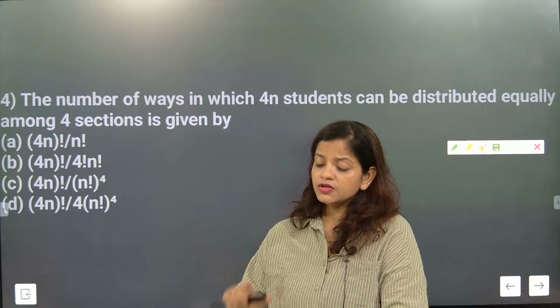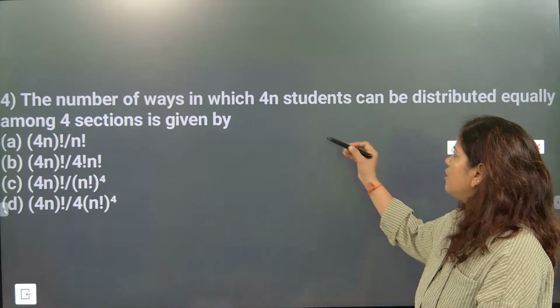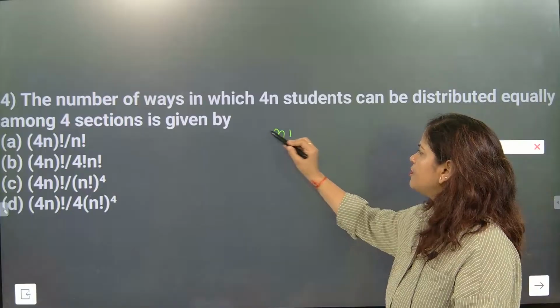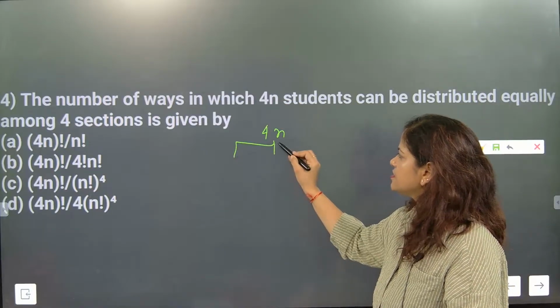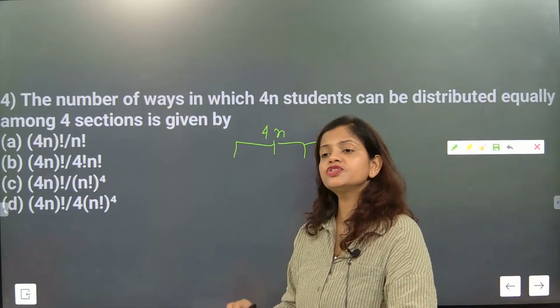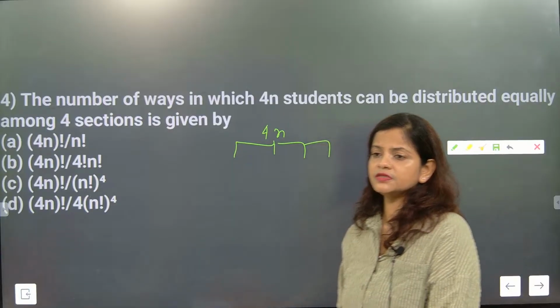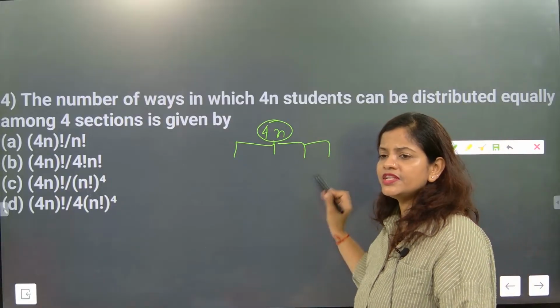4n should be distributed to 4 sections. Check: 4n should be distributed to how many sections? 4 sections. That means each section should have how many students? 4n students are distributed, so each section gets n students.